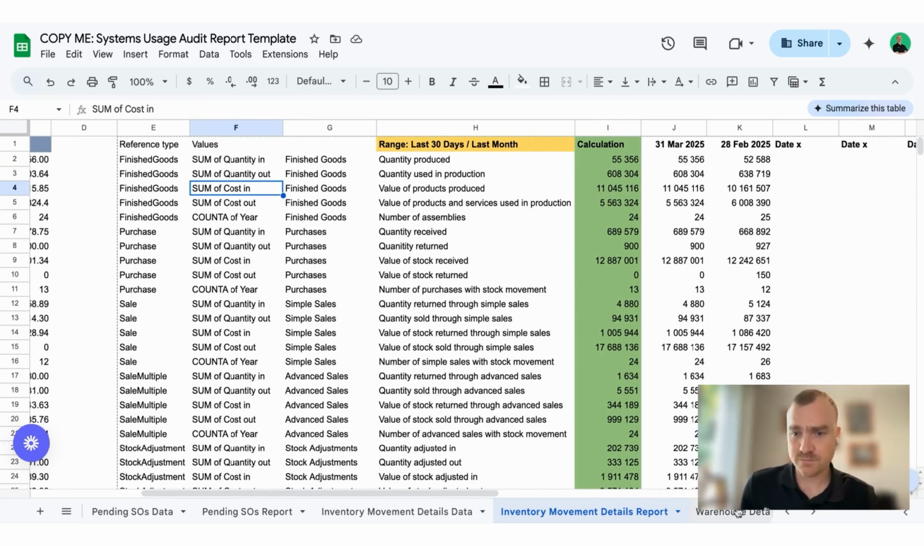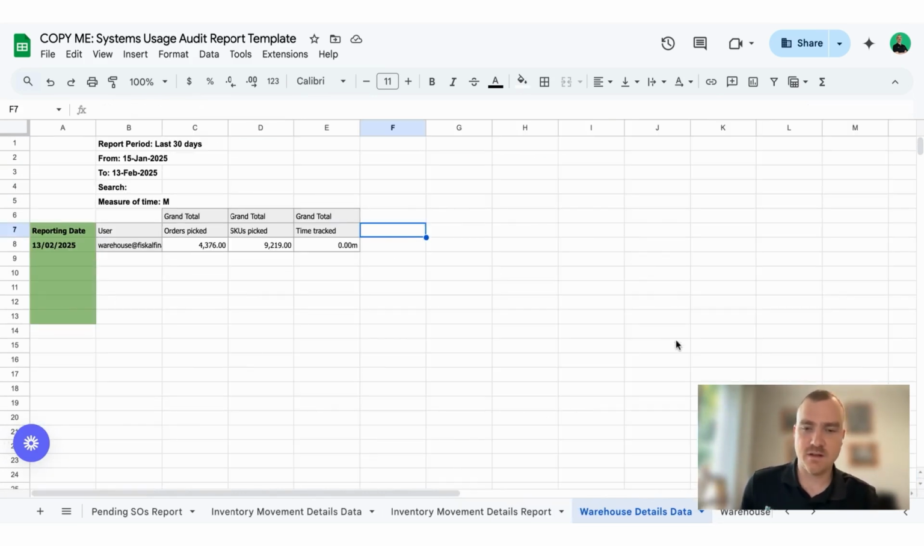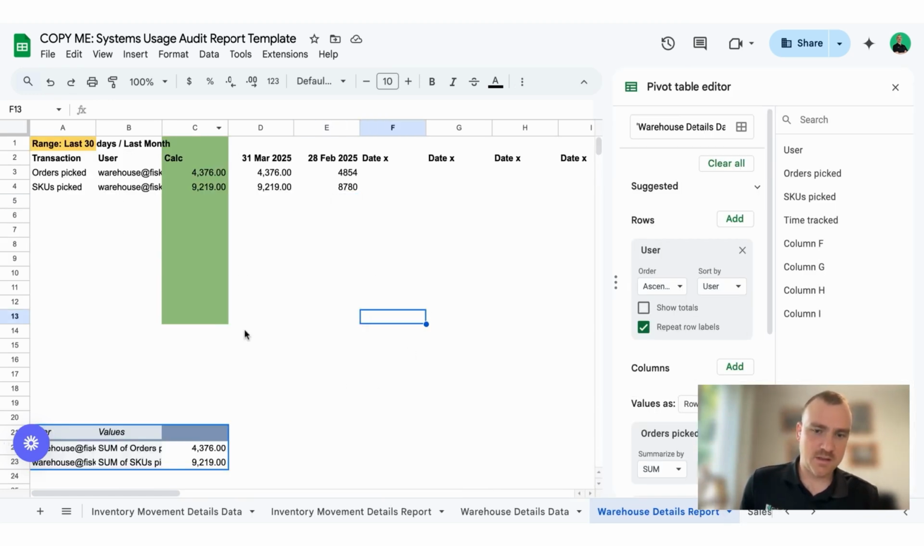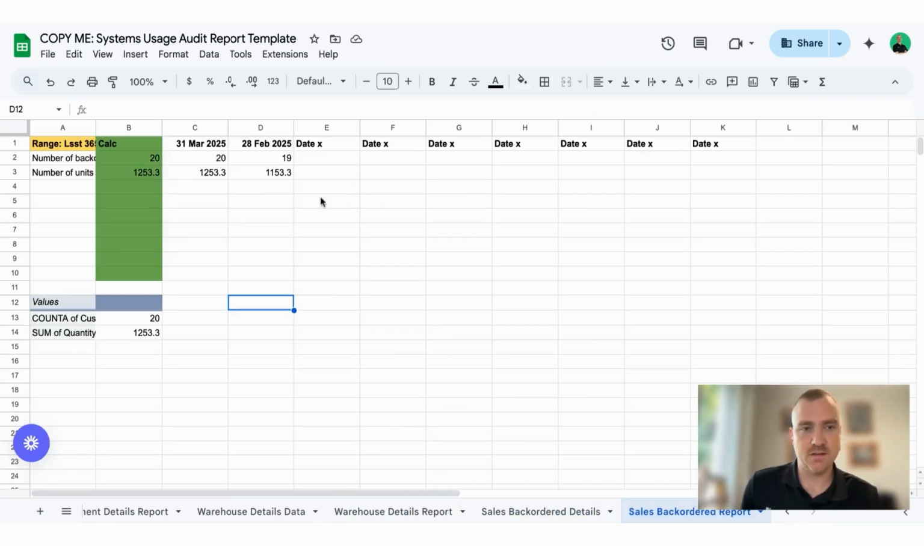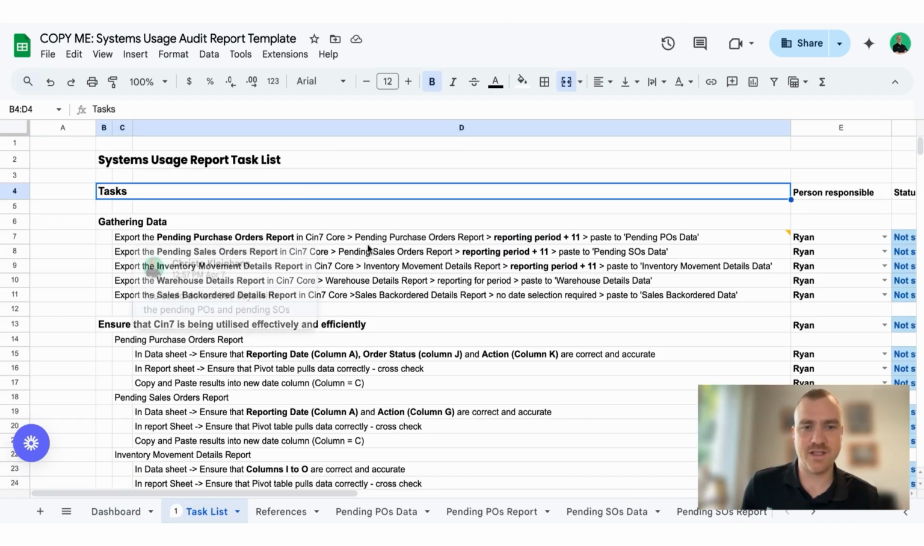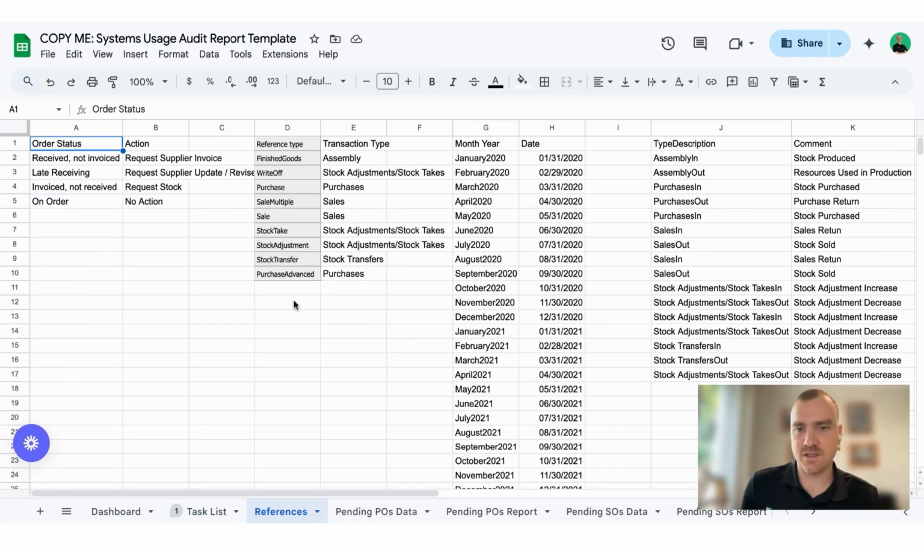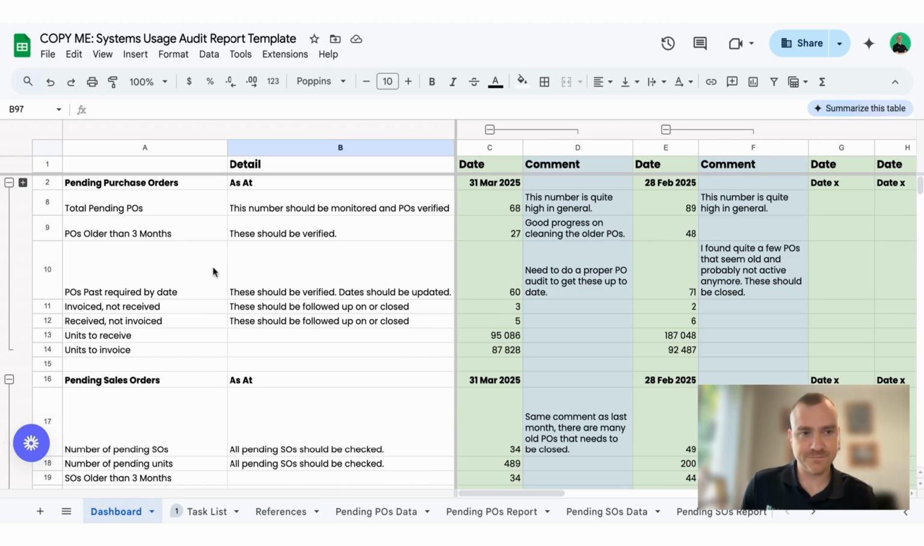Then the warehouse details, also just an export, and then once again a report created and referenced in the dashboard. Same with the sales backorder details: export, and then the report here. So the functionality behind it is quite basic. We've obviously got our task list here, and we've got the references for some of the dates, for instance, and just references in general, to make the whole sheet work.